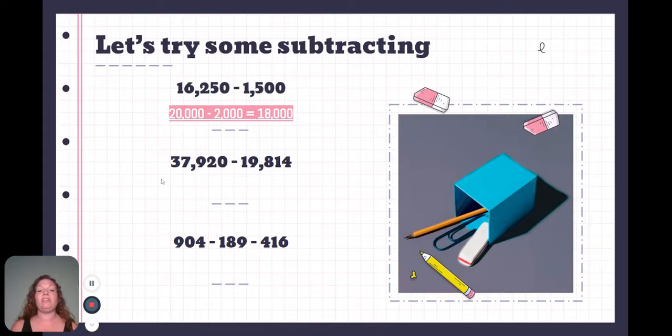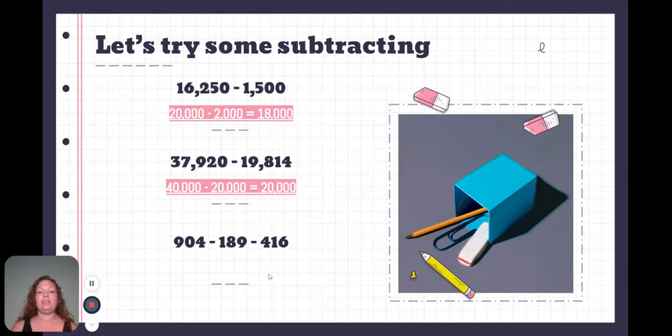Now I want you to think 37,920, 19,814. I want you to look at that 37 and that 19 and think to yourselves, 7 makes the 3, do what? 9 makes the 1, do what? 40,000 minus 20,000 equals 20,000.